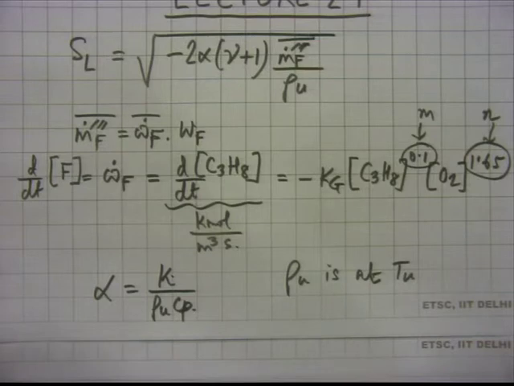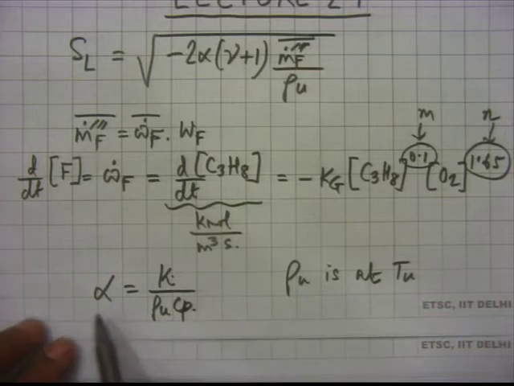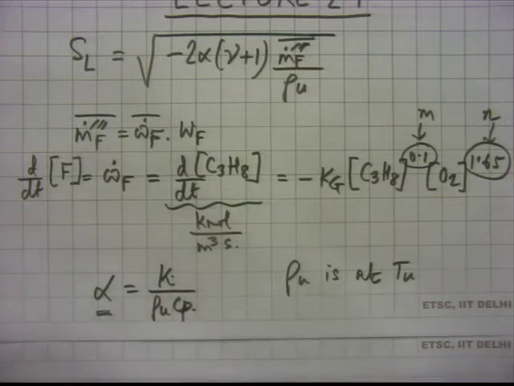Okay, m dot double prime of course had SL included in it, and in the process somewhere we got k divided by rho u Cp, we called it alpha. So, even though it is just one quantity alpha, it is not evaluated at a consistent temperature. Okay, so this is the nature of this derivation. It could have been done in some other way. All right, so we don't have the time to get into that.